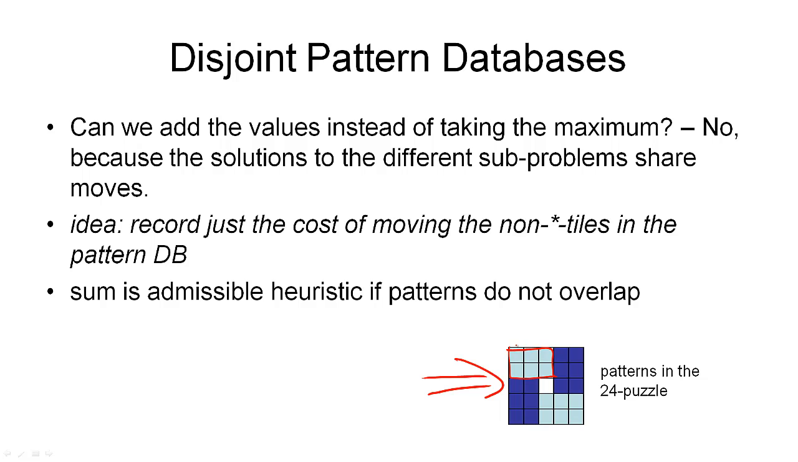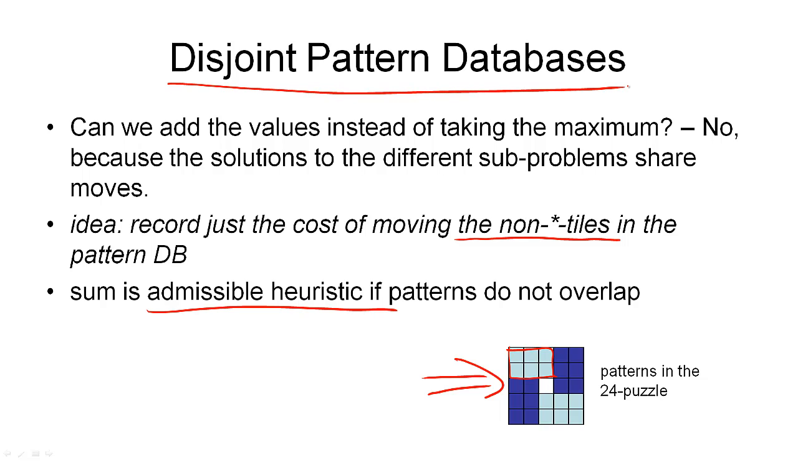And the other half is when we record a value in our database, all we have to count is the non-star tile moves. So we only count the ones in the pattern and not the stars, because the stars would appear in other patterns as well, and we don't want to count them twice. If we do that, if we choose the patterns to exploit the symmetry non-overlapping and don't count the star tiles when we compute our heuristic, then we can actually add the different values to get an admissible heuristic out of our database. And this approach is called a disjoint pattern database because the patterns are disjoint and we can add the values of the heuristic.